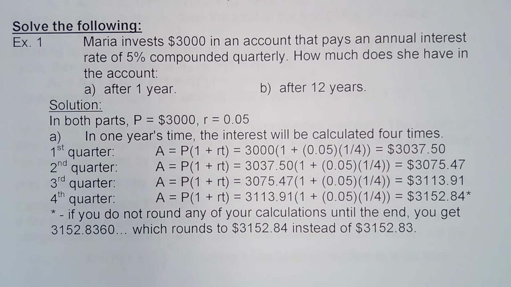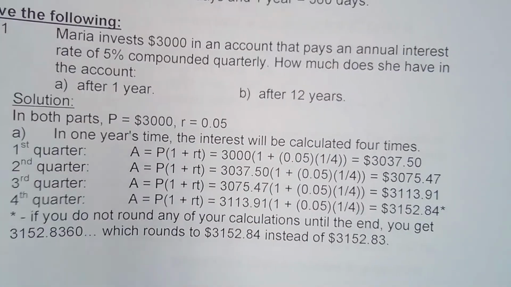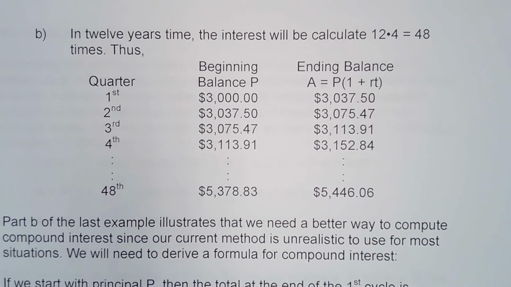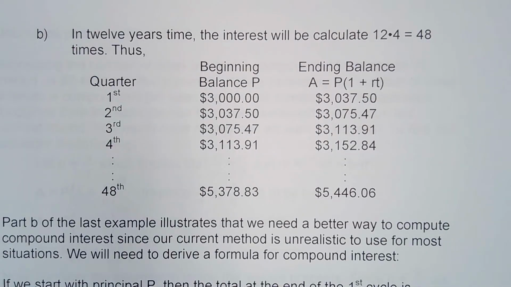Now, that is a real pain just to figure out how much she had after 1 year. If we have to do it for 12 years, we'd have to do 12 times 4 of those calculations. That'd be 48 separate calculations. To do something like that, you'd have to get an Excel spreadsheet, line it up, and do it all the way down through 48 cycles.